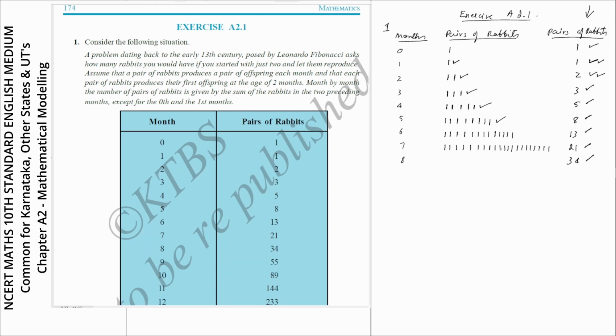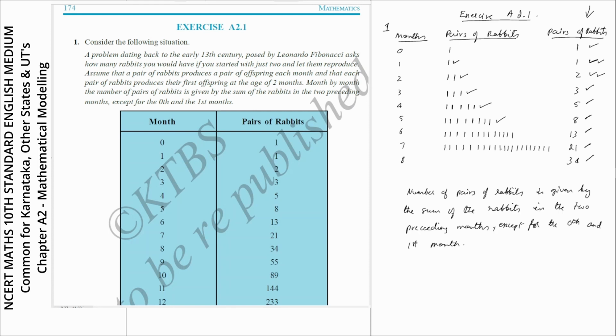Here you can see this sentence. In the question they have told that month by month the number of pairs of rabbits is given by the sum of the rabbits in the 2 preceding months, except for the 0th and the 1st month. If we take R to be the number of pairs of rabbits in any month and n to be the month, then the number of rabbits in any month is given by R of n, which is equal to R of n minus 1 plus R of n minus 2.